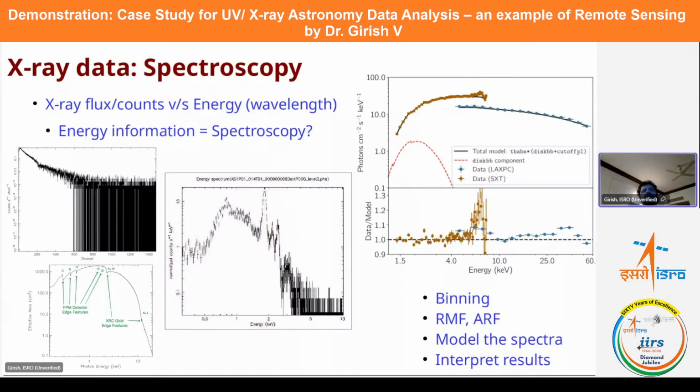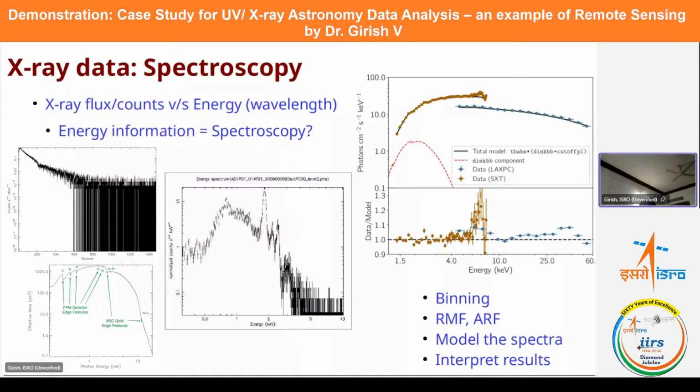That clearly shows that it is emitting almost like a black body. And then there is still one more component. To explain that component, we need one more Gaussian model component. That means there is a line emission also. Just by looking at it, we now have so much information about that object, right?